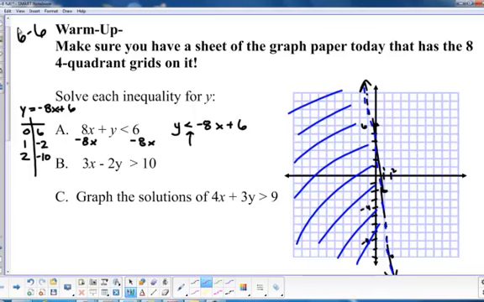All right, for my next one, again, I'm going to isolate the y. So I will subtract 3x. So negative 2y is greater than negative 3x plus 10. And then we're going to divide by negative 2. Whenever you multiply or divide by a negative, you flip that inequality. So 3/2 x minus 5.